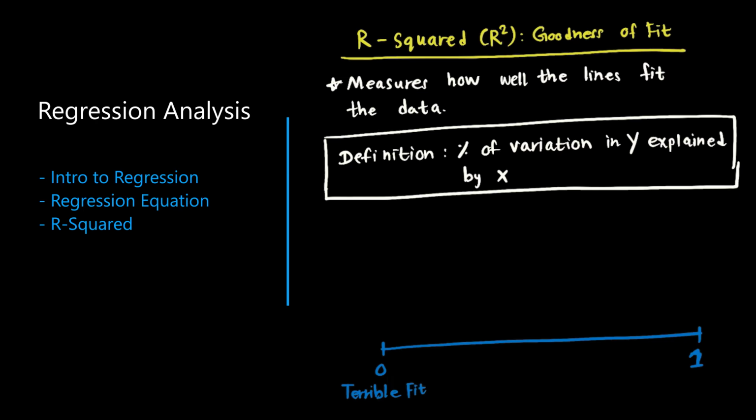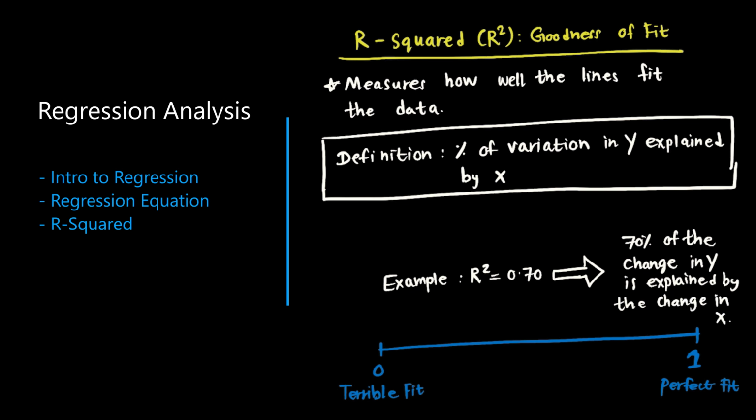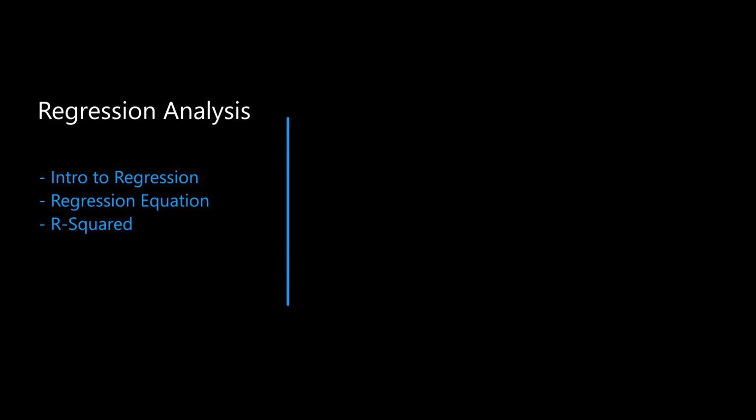An R-squared of 0 means our line is a terrible fit. X explains none of the changes in y. An R-squared of 1 means our line is a perfect fit. All of the changes in y are perfectly explained by x. In the real world, you'll never see 0 or 1. A good model might have an R-squared of 0.70 or higher, meaning 70% of the outcome's behaviour is explained by the predictor. Let's put this all together with a business case.